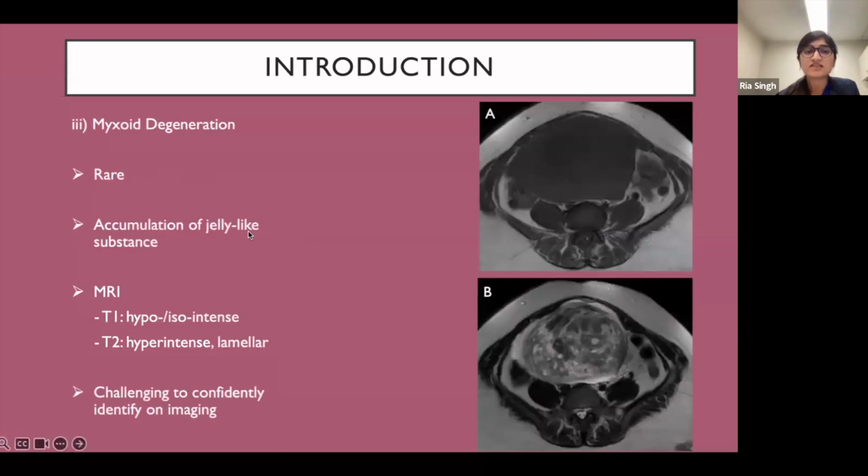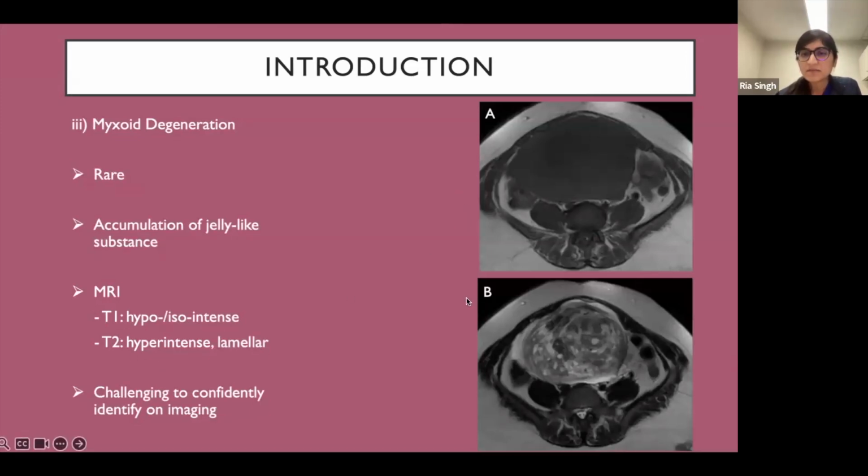Last but not the least, I have the myxoid degeneration. This is the rarest type of degeneration seen in a uterine fibroid. Herein there is accumulation of jelly-like hyaluronic acid, which is a polysaccharide, within the uterine fibroid.